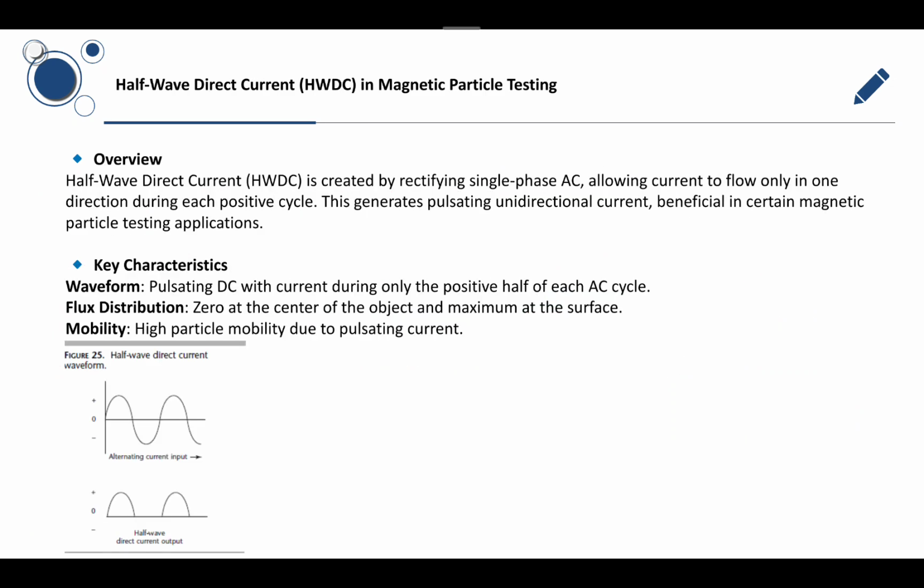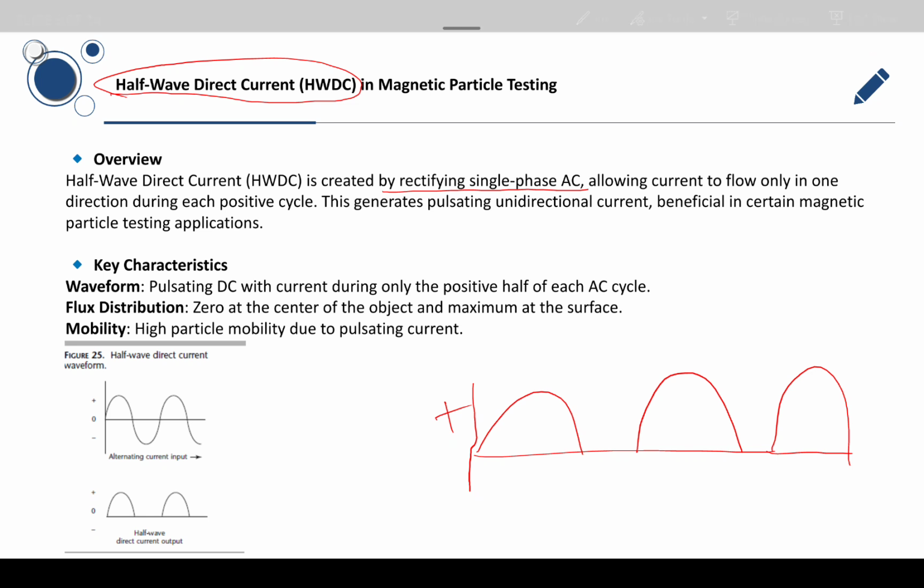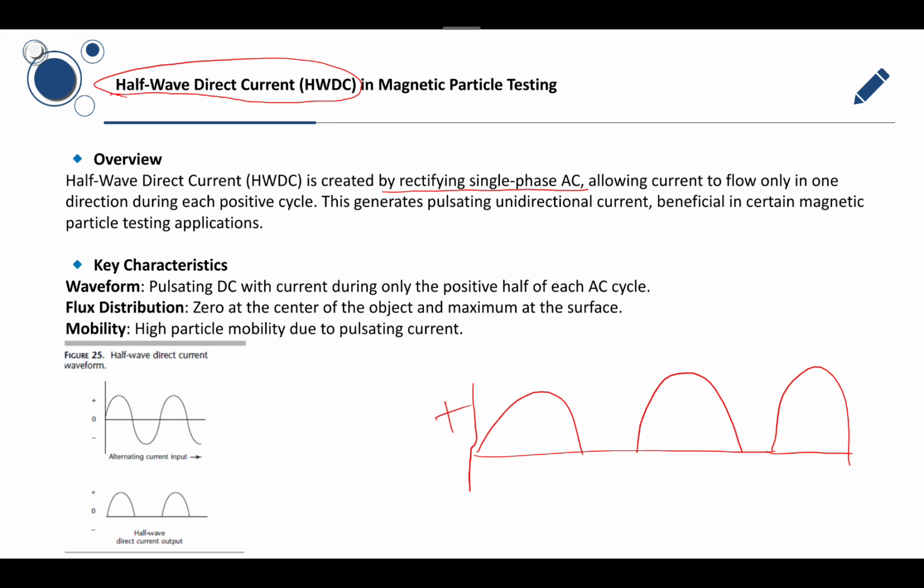So next we move to the half wave direct current. Half wave DC is created by rectifying single phase AC, allowing the current to flow only in one direction, due to the positive half of each cycle. So here, this is the half wave DC, only the positive side. This results in a pulsating unidirectional current which has unique advantages.